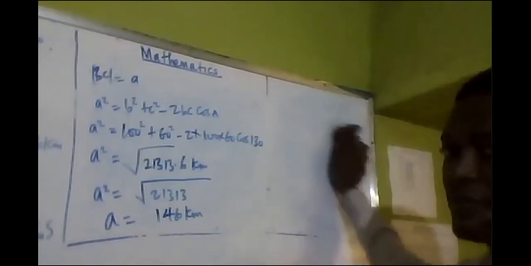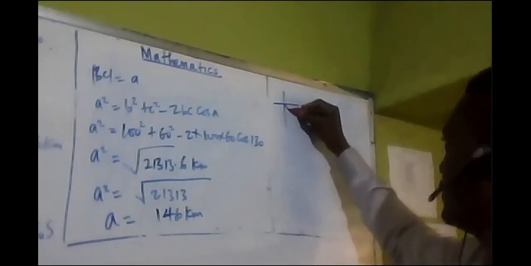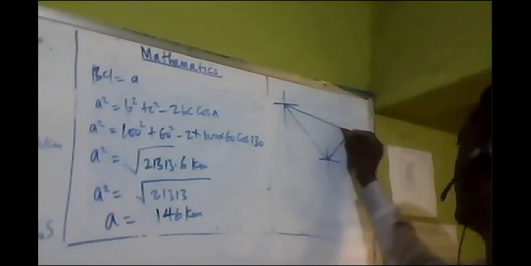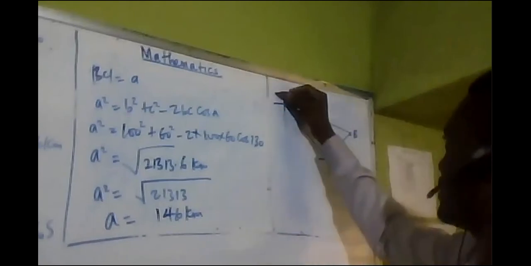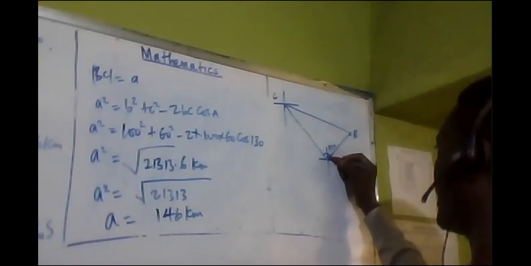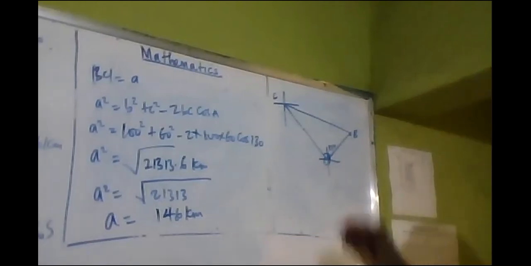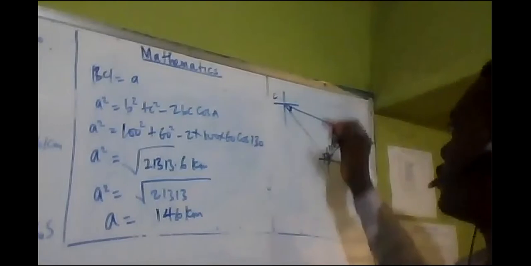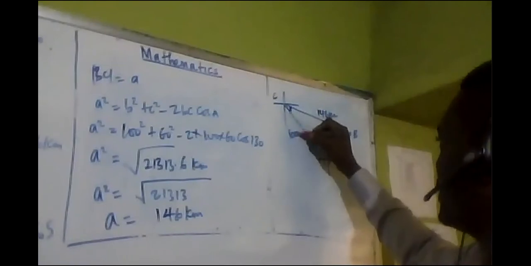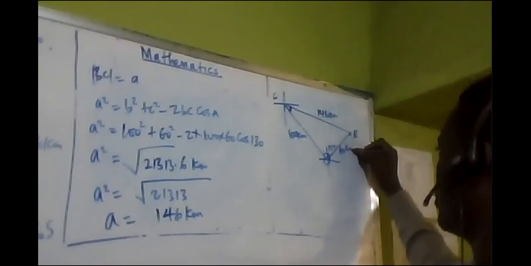So to get the bearing of B from C, this is the diagram again. Because this is B, this is C. This place was 130. This place was initially 60, and so this place was 290. We need to get the smaller angle C first in order to know what to do. Recall we have 146 kilometer here, 100 kilometer here, and this one is 60 kilometer.